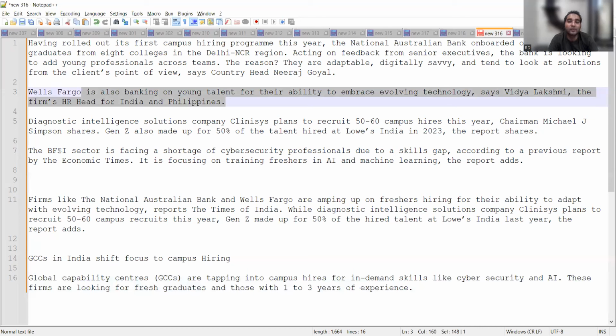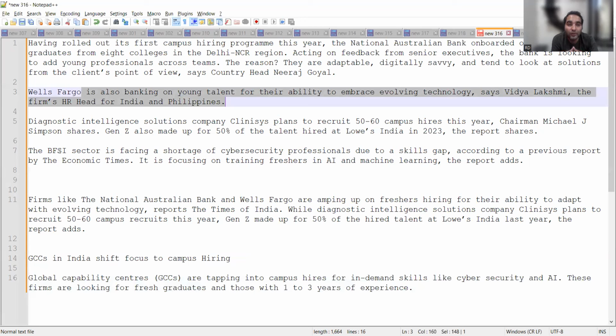So now it is focusing on first training freshers in AI and machine learning, and then they will be giving them the full role. So this is a positive news that is coming up from the IT industry and especially from the BFSI sector, right? So this is a good news.